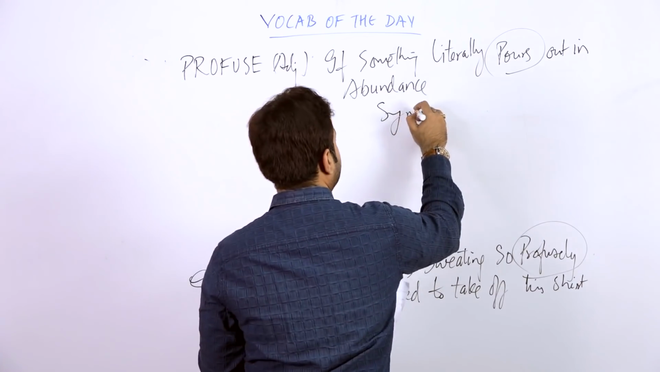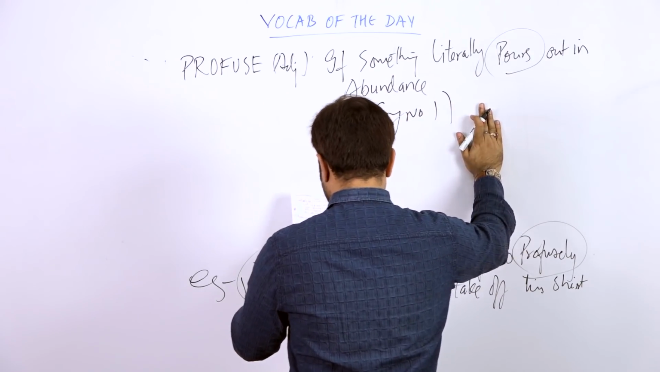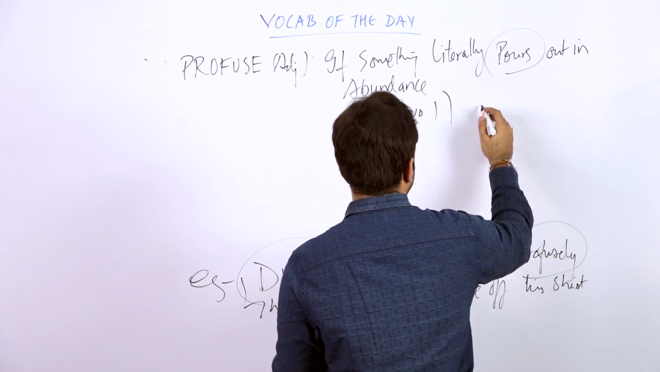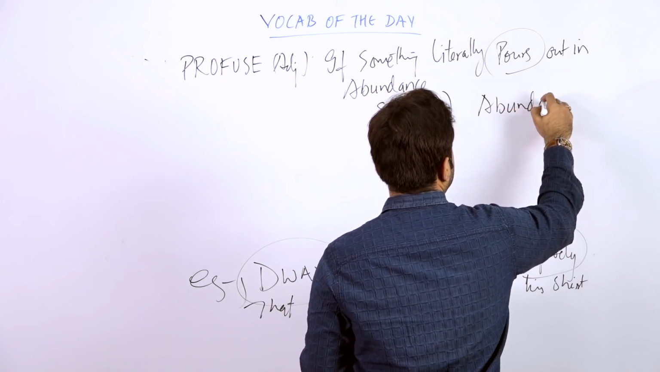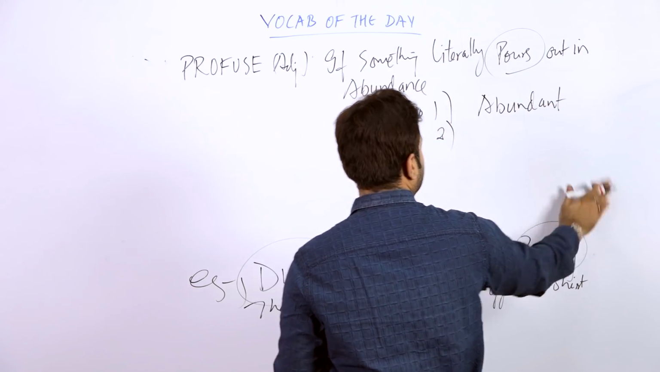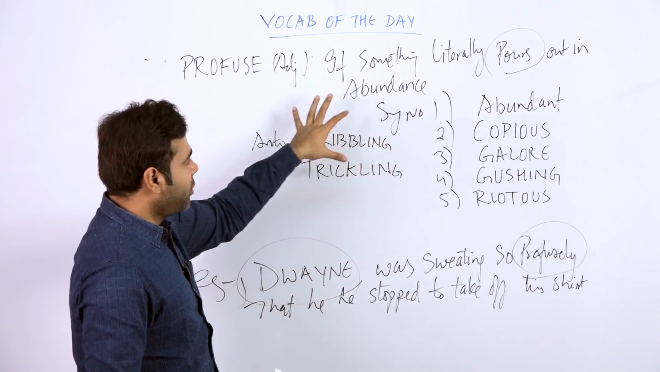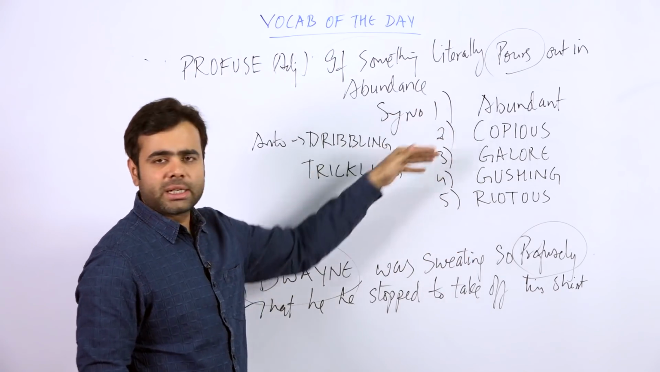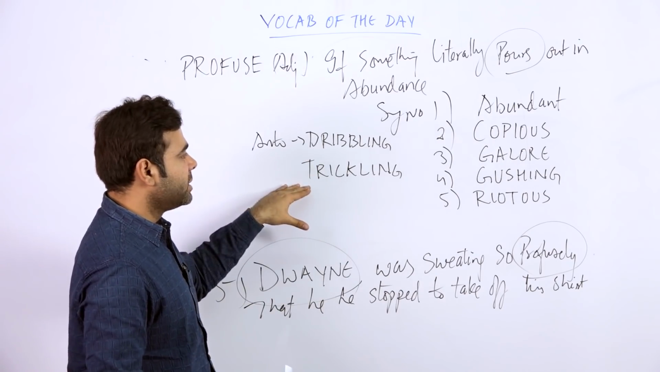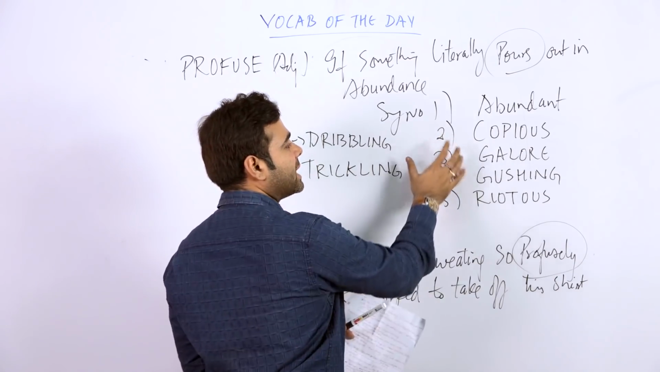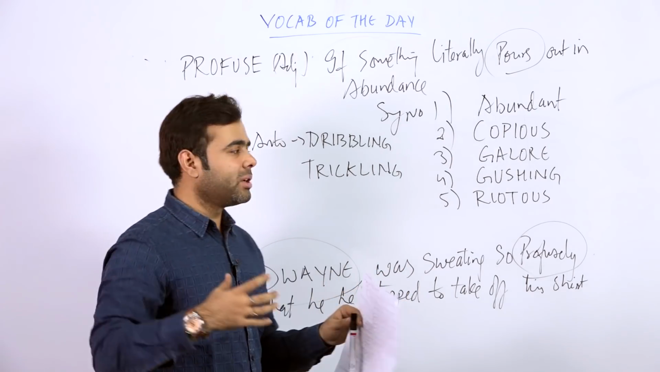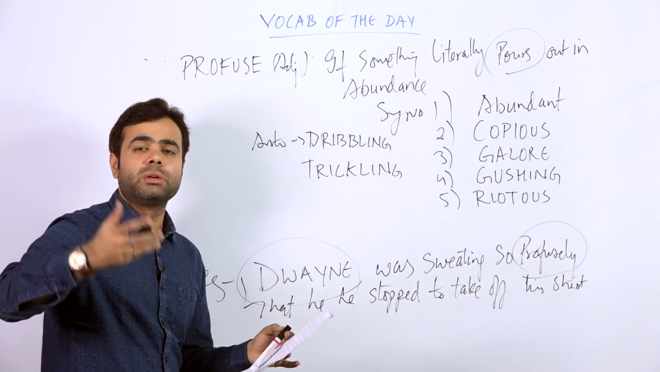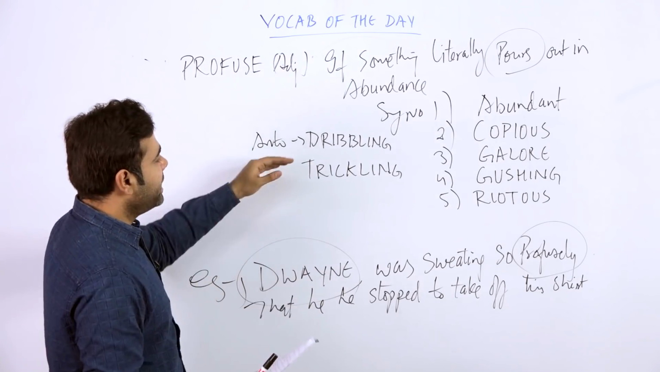So synonyms that we can take here are, the first one is the simple word, in simple sense you can say profuse is abundant. Exactly what synonyms you can take: abundant, copious, galore, gushing, riotous. These are the synonyms. Two antonyms I have written: dribbling, trickling. So actually copious is also in large number, galore is large, gushing is something which is coming out in very large amount. You can say riotous is also something very intense, or something which is very huge in numbers or some kind of amount. Fine. So dribbling, trickling are the antonyms.